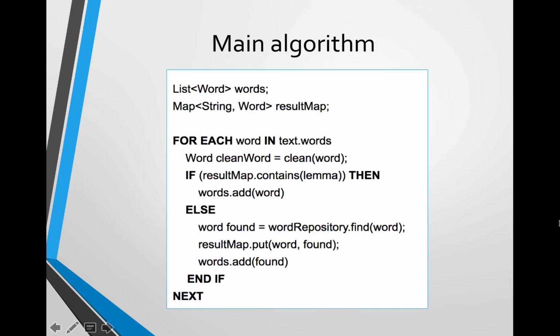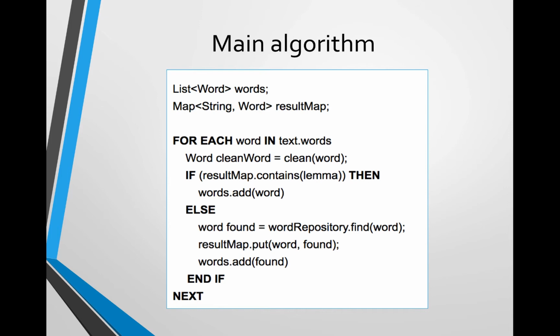In here we have the main algorithm for the application. We have a list of words and we have a result map, and then we are going to loop through each one of the words, and then we're going to get a clean word. A clean word is a word in which we remove anything that has to do with punctuation, or we clean anything that has to do with plurals. So we basically get the lemma of the word without any inflection.